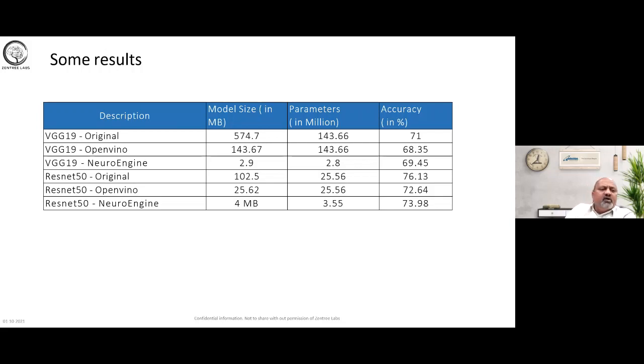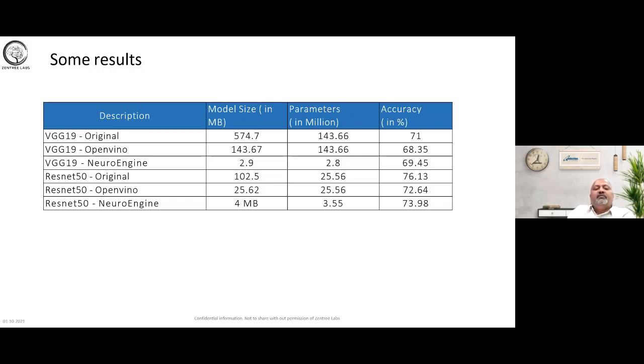The OpenVINO toolkit given by Intel is able to save memory by directly quantizing the model. When they directly quantize it, obviously they can save the memory. Storage needed is 143.67 MB for the VGG19 OpenVINO model, and the parameters are also brought down to 143.66 million when it is 8-bit quantized. The accuracy published by OpenVINO is around 68.35.